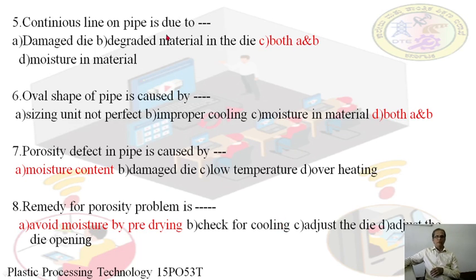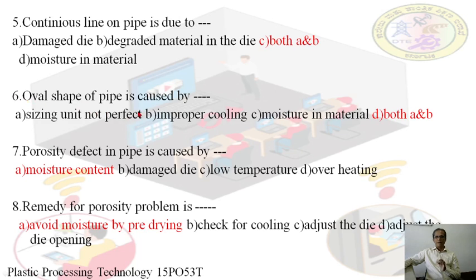Question number 5. Continuous line on pipe is due to damaged die, degraded material in the die, C is both A and B, D is moisture in material. Answer C is correct, both A and B. That means the continuous line on pipe is due to a damaged die, and also there is one more reason, degraded material in the die.